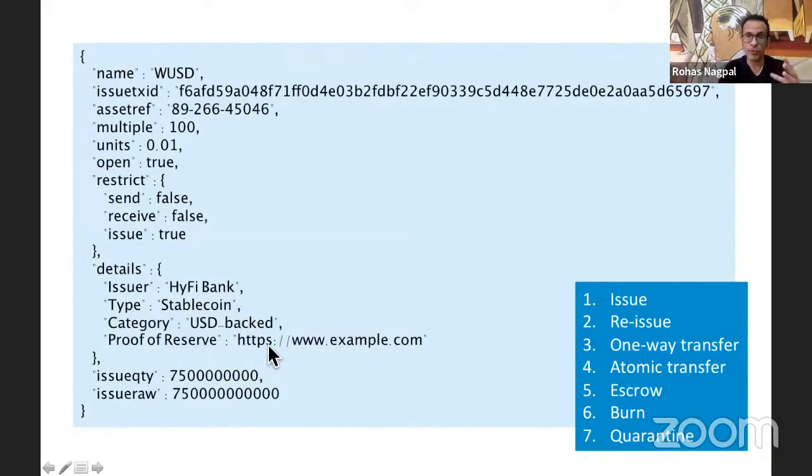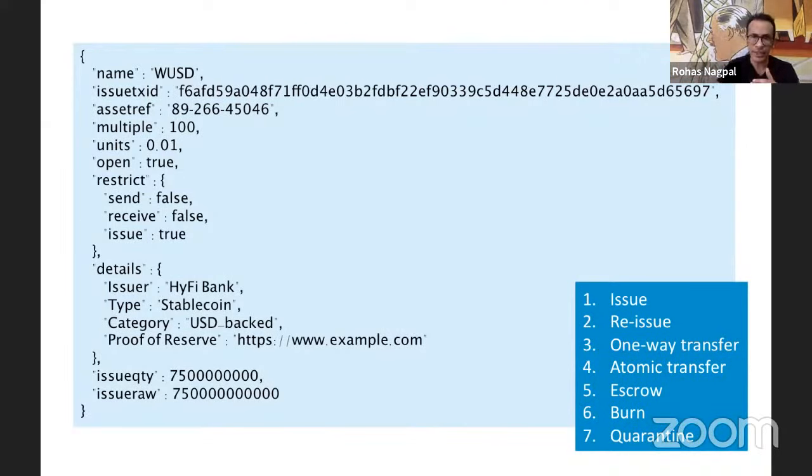Then where is the proof of reserve? For example, USDT, Tether issues stable coins. Where is the proof of how much money they have in their bank against the stable coin issued? That's where that URL can be put here. And then you have issue quantity, you issued so much to start with. And raw means we've added 2 more zeros because it supports 2 decimal places. Of course, you can have 10 decimal places.